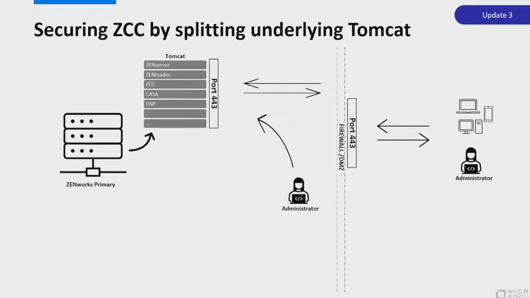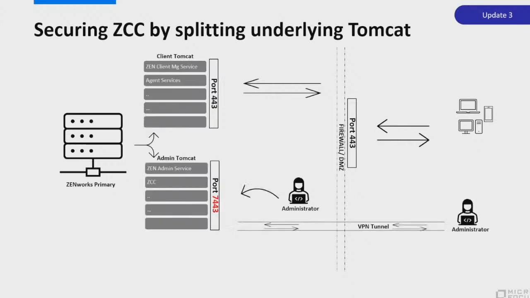What we've done in update 3 is split the Tomcat into 2 instances: one that handles the client services, and one that handles the administrative services. This way, when you open port 443, only your client services are available to your managed devices or anyone else poking around, and your admin services are not available on port 443.